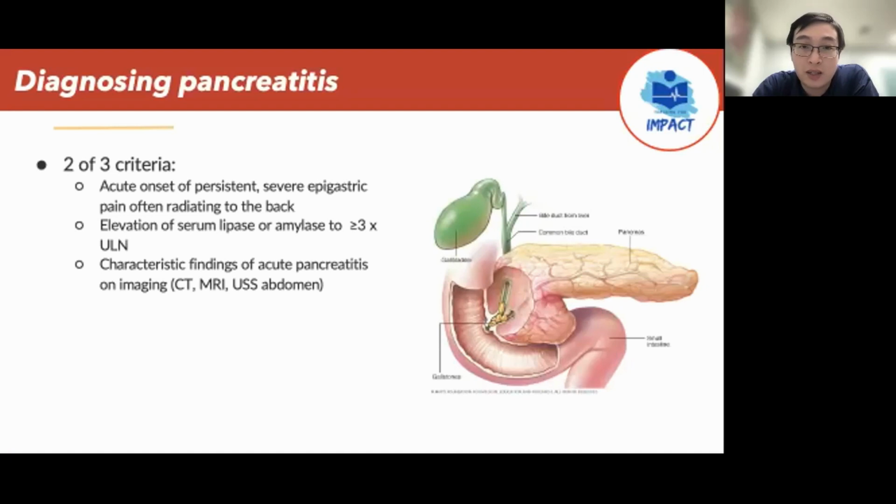And the radiological criteria is you see characteristic findings on imaging, and most commonly it's a CT abdo-pelvis, and you see fat stranding as well. Cool. So our patient actually satisfies all 3 of these criteria, and so we can diagnose acute pancreatitis. But as I've alluded to, it's not enough just to diagnose pancreatitis. You need to work out what's causing it.